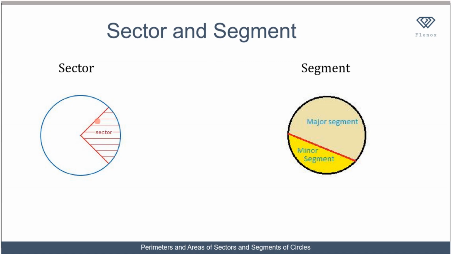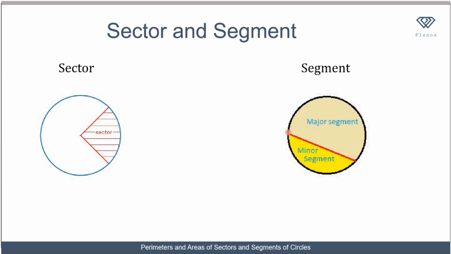So when you have two radii like this and you have an arc, that section is referred to as a sector. What about a segment? A segment is just a part that is divided by a chord. So when you divide a circle by a chord, as you can see here, those two parts are called segments. The smaller part is called the minor segment, while the larger part is called the major segment.